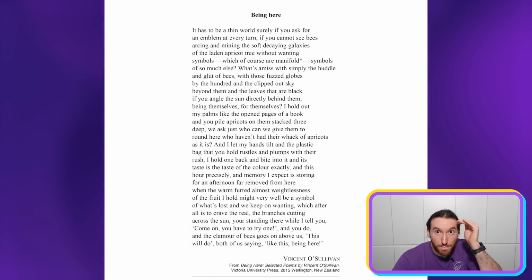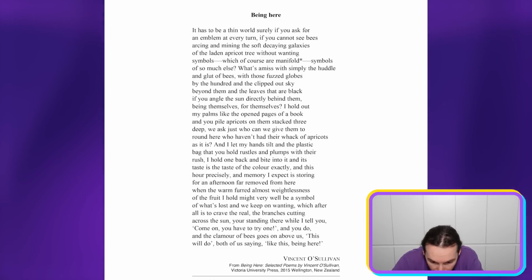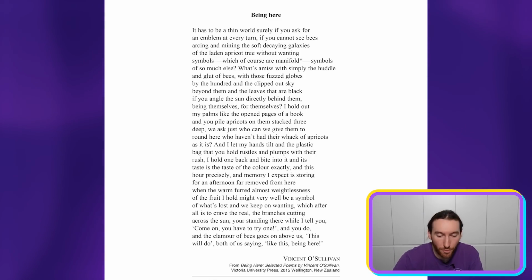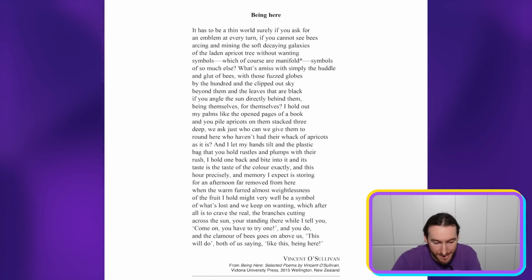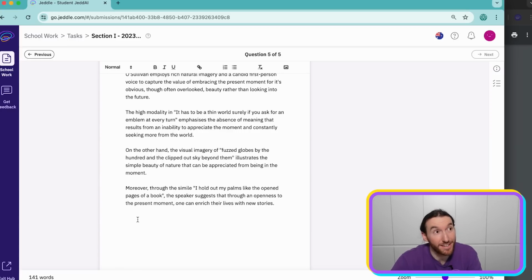I'm literally just shooting down to the bottom of this poem now. "Which after all, when the warm for almost weightlessness, I hold branches cutting across the sky. You're standing there while I tell you, come on, you have to try one." Okay, I tell you, the reader. That's called second person, you. I'm going to call it direct second person appeal.